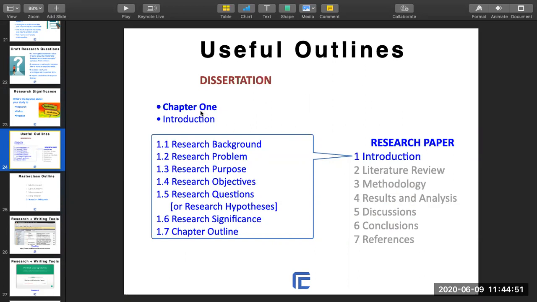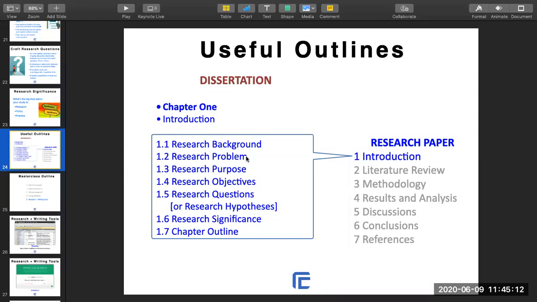So you have chapter 1, it's called Introduction. 1.1 will be research background. You talk about the phenomenon in the world. You give some statistics to show how the problem is working, or how it is prevalent in the world.